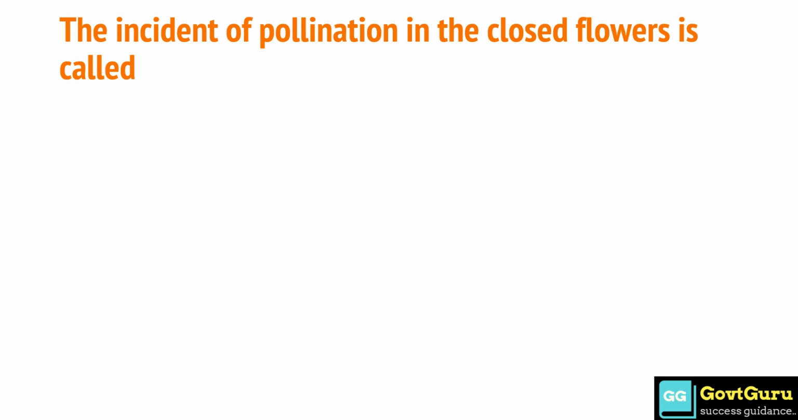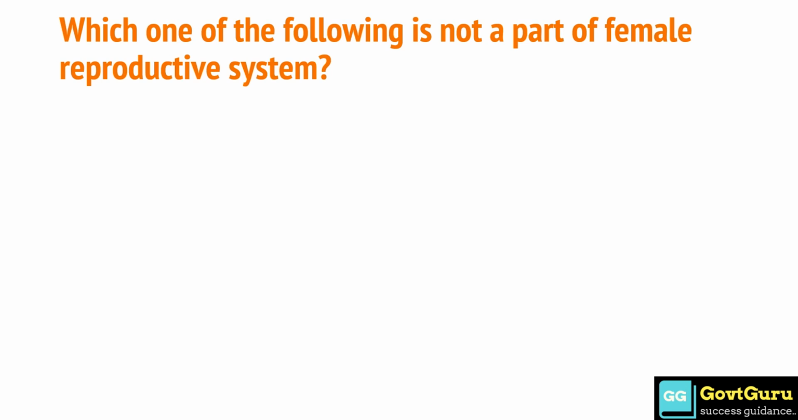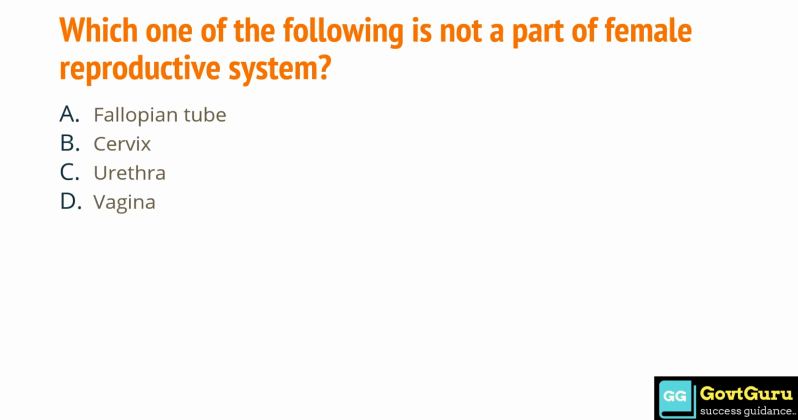The incident of pollination in the closed flowers is called option A Christogamy, option B allogamy, option C autogamy, and option D none of these. So the answer is option A Christogamy. Next question is which one of the following is not a part of female reproductive system? Option A fallopian tube, option B cervix, option C urethra, option D vagina. So the correct answer is option C urethra.